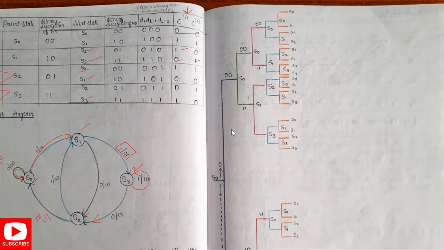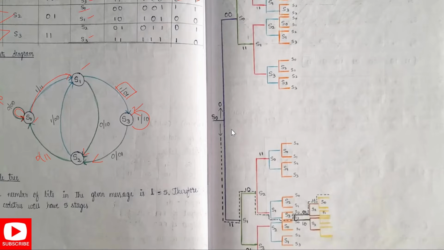Next, coming to the code tree part. This is one important part, so do listen carefully. Before writing the code tree, you should know the number of bits in the given message, that is L equal to 5. Therefore, the code tree will have 5 stages. This is how the code tree looks.